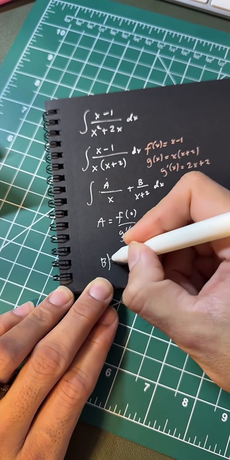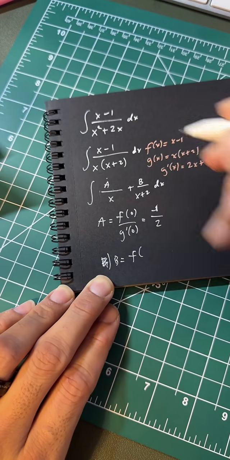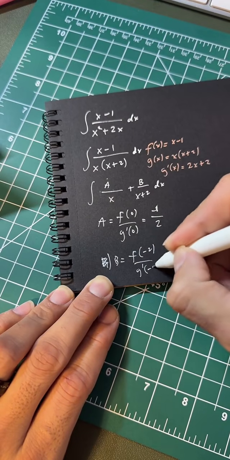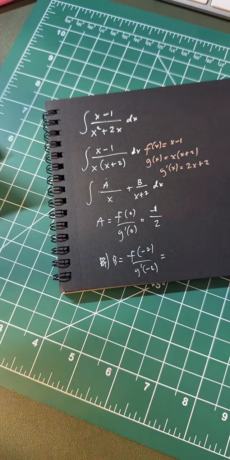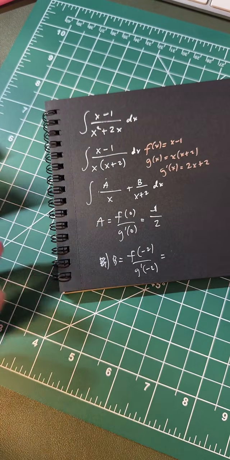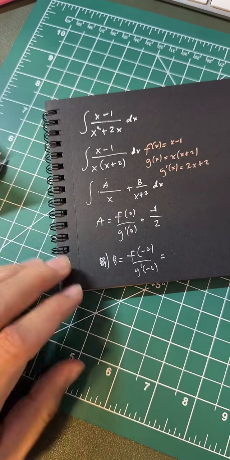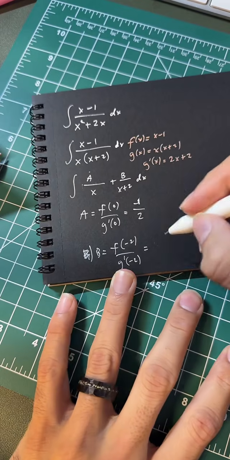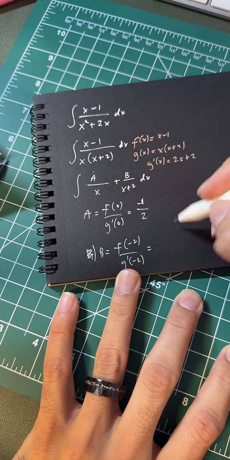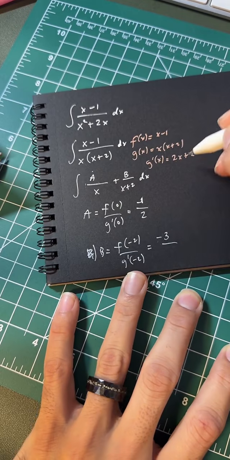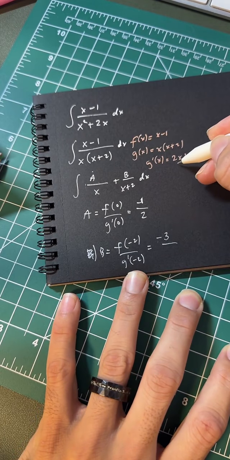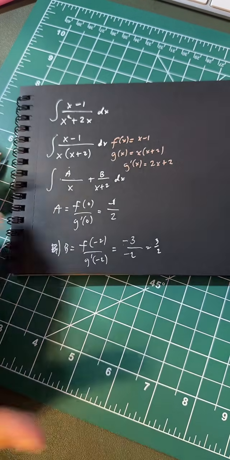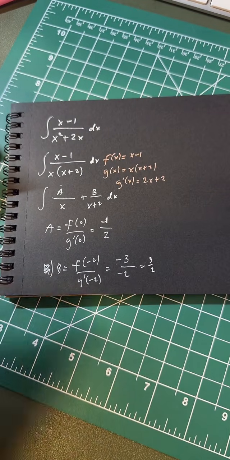And b is equal to f of, what makes this bottom equal to 0? Negative 2. So f of negative 2 over g prime of negative 2. Again, I wouldn't use this in your calculus exam. I would definitely go through the motions of the cover-up method and finding all these values. This is just a nice little shortcut, especially when you have linear terms. So f of negative 2, plug it in here. Negative 2 minus 1, that's going to be negative 3 over, and then this will be negative 4 plus 2, so negative 2, so 3/2. And hopefully these will be the correct answers.